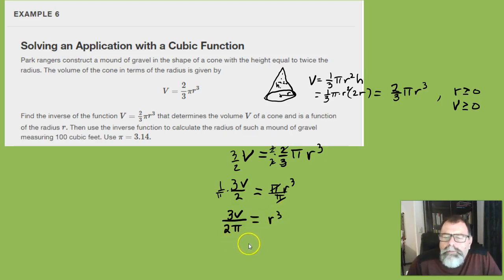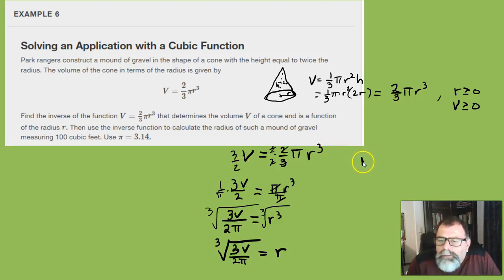And then we cube root both sides. So cube root of 3V over 2 pi is equal to r. Cube root of r cubed is r. Okay. So now we're writing r as a function of volume. So that would be the inverse function of volume as a function of r. Okay. So we're not going to switch the variables. We just rewrote it this way.